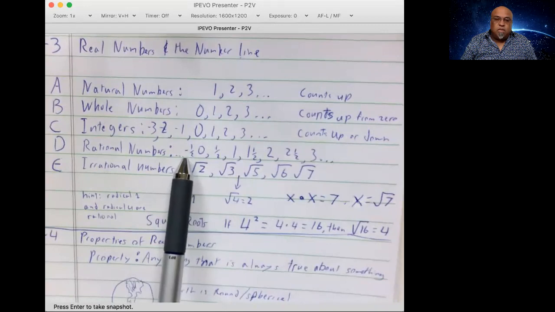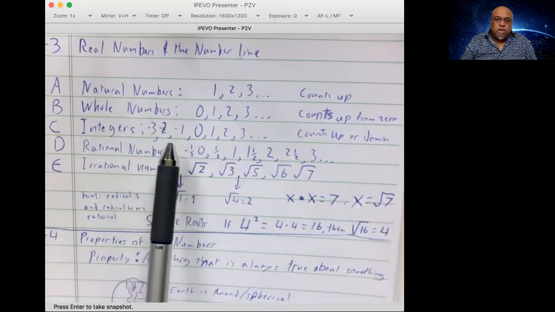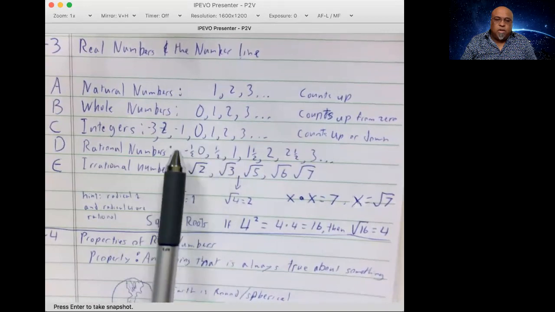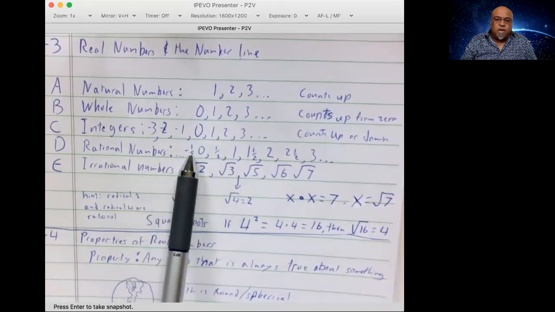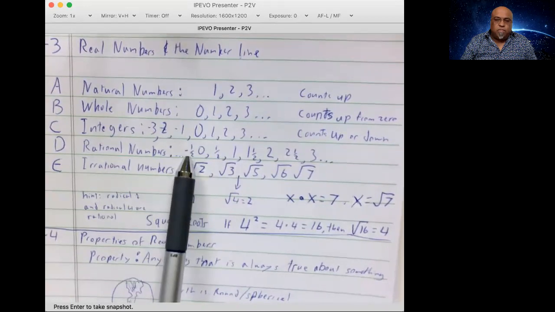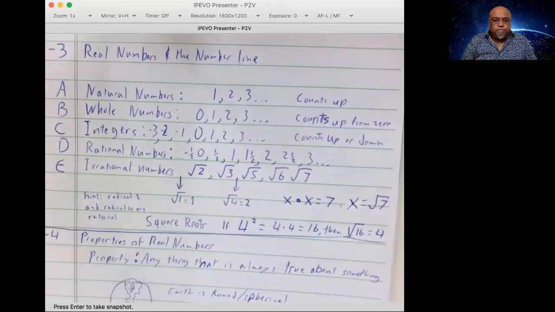Yes, it is negative, but I want to remind you that the definition of an integer is any whole number that is either counting up from 0 or counting down from 0. Even though -1/2 is counting down from 0, -1/2 is not a whole number. Okay, so it would go into the category of rational numbers.